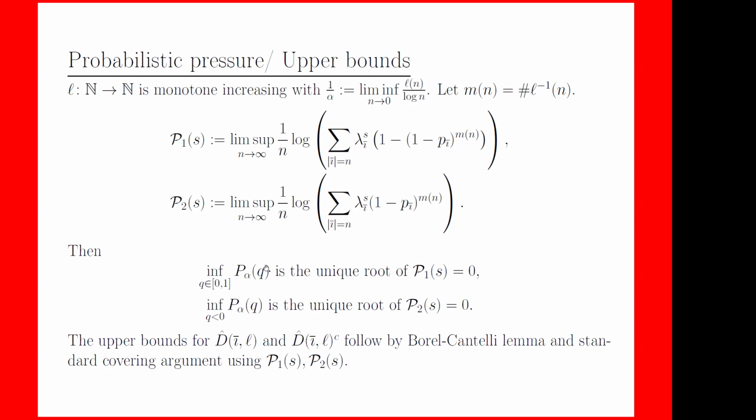And what happens is that this infimum between 0 and 1 is the unique root of this probabilistic pressure P1. And the infimum with negative Qs is the unique root of this P2 pressure. And this is some massaging of formulas and sums. But from this, it's clear that these can be used to provide the covering set and the uncovered set, some actual cover to determine the Hausdorff dimension, and with some Borel-Cantelli arguments, you can get the almost sure upper bound.